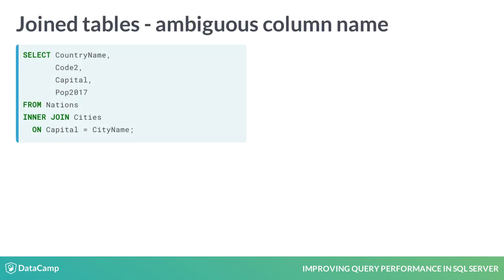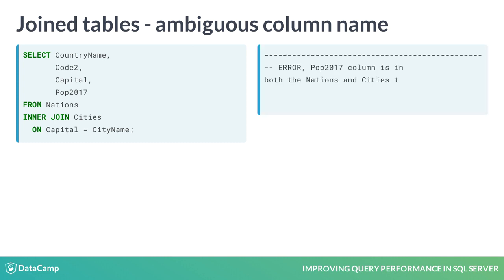In this example, we want to know the 2017 population of each nation capital. We can get this by joining the nations and cities tables from the earthquakes database. When run, it returns an error because both tables have a column named POP 2017. These refer to the 2017 census populations. In the nations table, it's the population of each nation, and in the cities table, it's the population of each city. This query needs to know which is which. In this case, we want the city population.